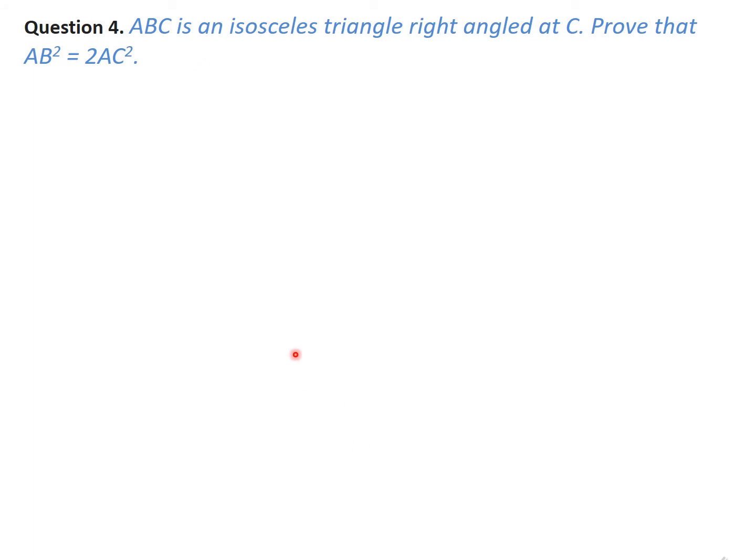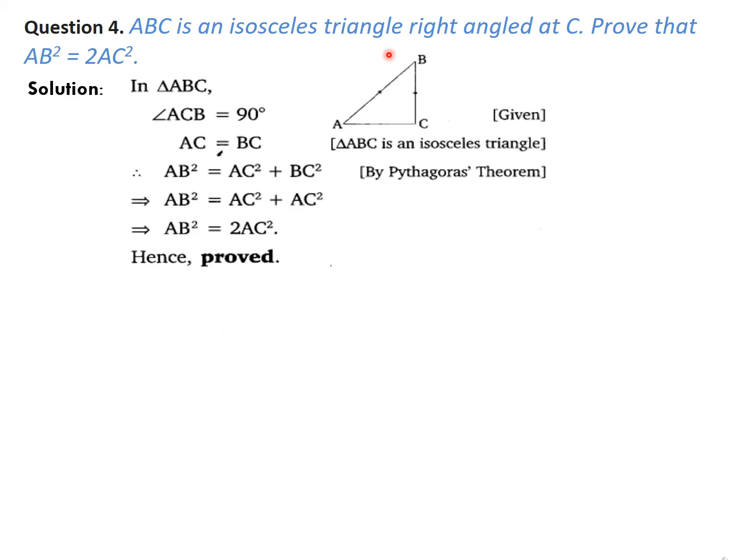In the next question, triangle ABC is an isosceles triangle right angled at C. Prove that AB square is equal to twice AC square. In the given figure, we can see that ABC is a right angle triangle where two sides are equal. So it is right angled at C. Okay, so we can say that AC and BC are equal because AB is clearly the hypotenuse which is opposite to the right angle. So AC will be equal to BC.